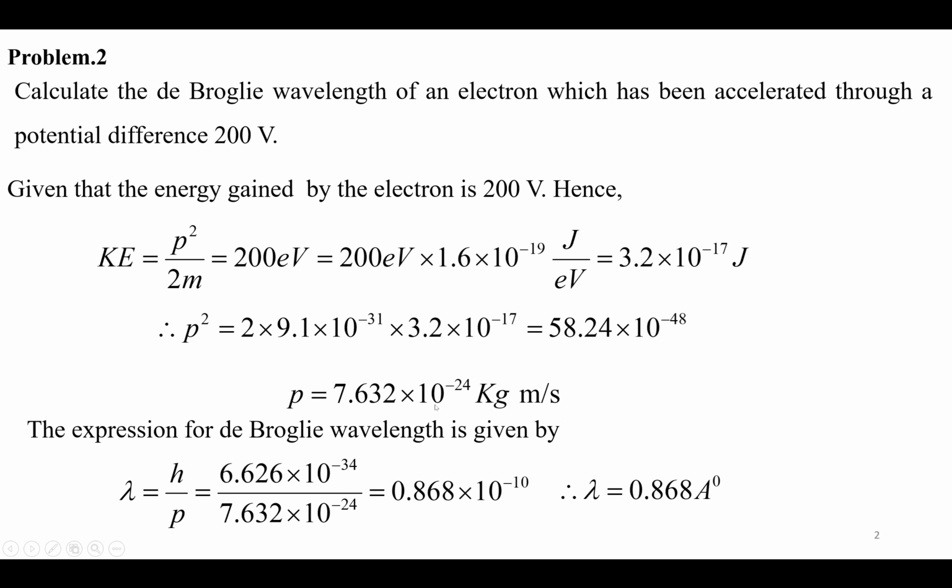Same as the problem we have seen earlier, now that the momentum is calculated, we can get the de Broglie wavelength, which is given as h by P. So lambda equals h by P, where h is the Planck constant, 6.626 into 10 power minus 34, divided by P, which we have obtained as 7.632 into 10 power minus 24. We will get lambda as 0.868 angstrom.